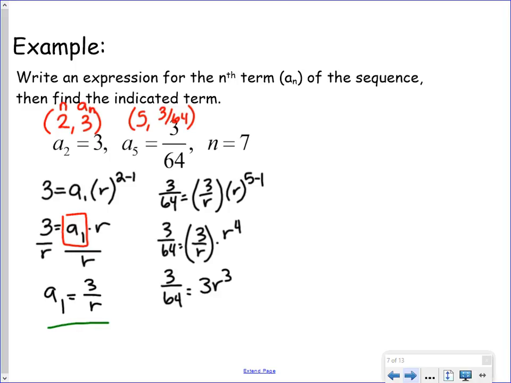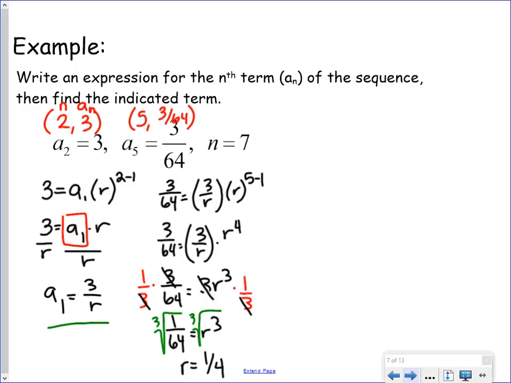And now my goal would be just to solve for my ratio. So divide both sides by 3. Oh, and maybe because the other side is a fraction, rather than dividing by 3, I'm going to multiply by 1/3. That will work out a little bit nicer in my work. The 3's cancel, actually on both sides. And so I have 1 over 64 equals r cubed. To get r all by itself, then I would have to cube root both sides. When you cube root 1 over 64, the cube root of 1 is 1. The cube root of 64 is 4. So my ratio is 1/4.